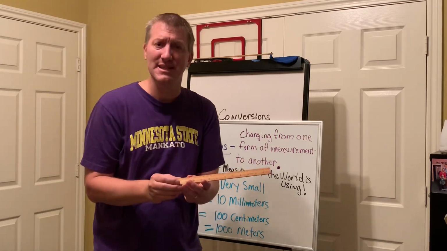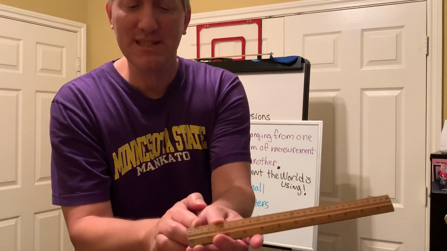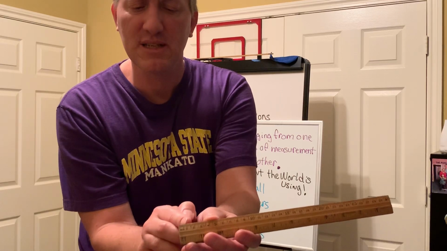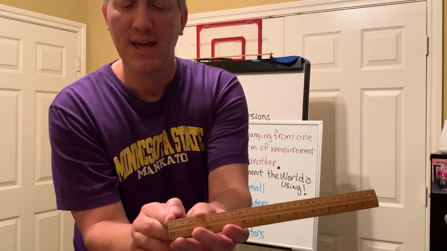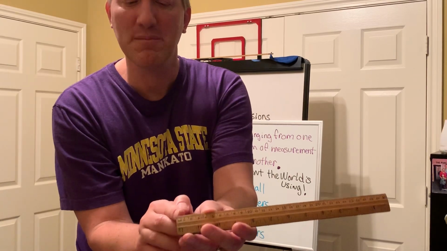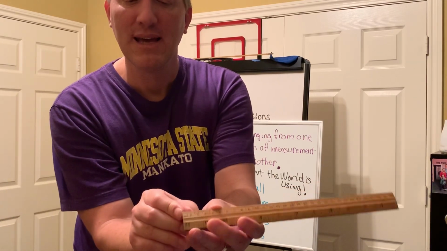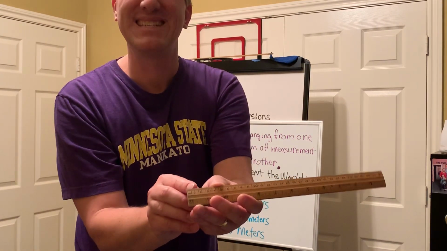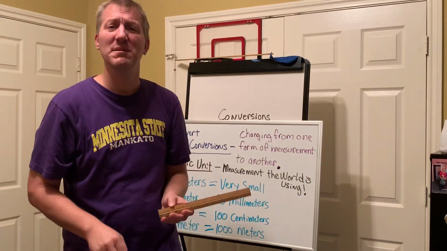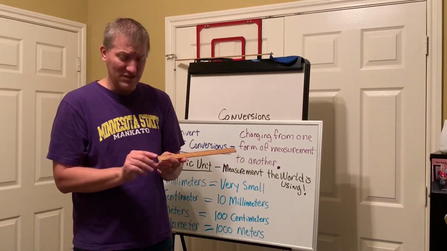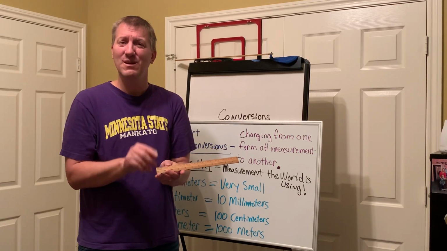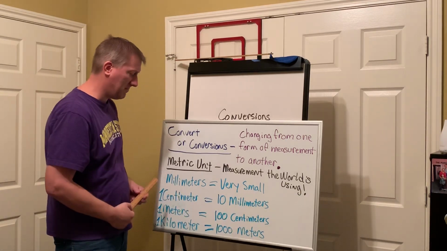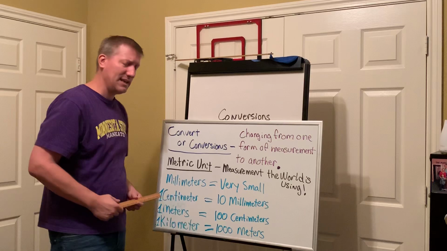The next one is a centimeter. From where my finger is to where I just put my finger here, that is 1 centimeter. A centimeter is still a very small unit of measurement, but it's 10 times larger than a millimeter. There are actually 10 millimeters in 1 centimeter. So 1 centimeter is 10 millimeters.